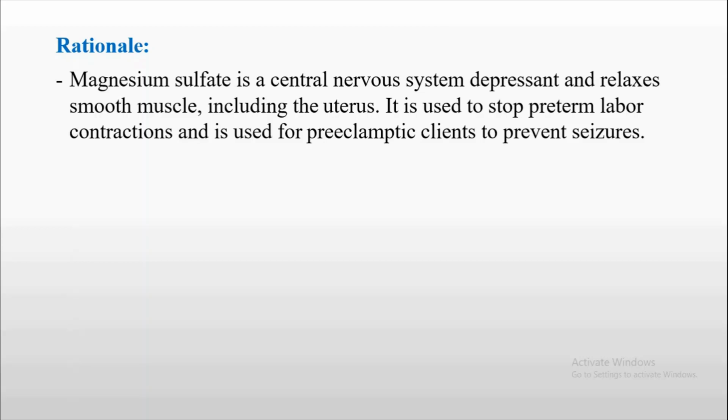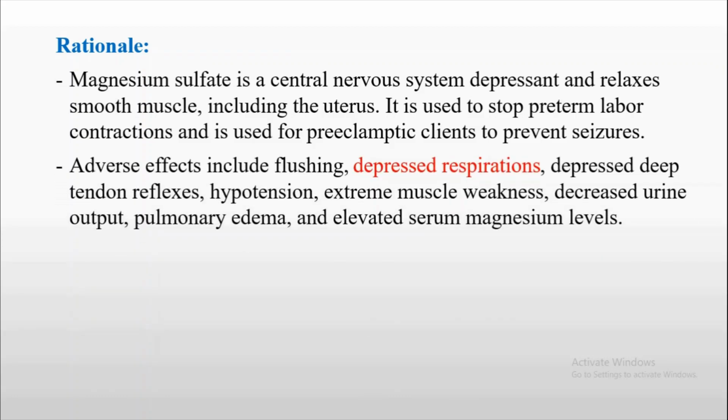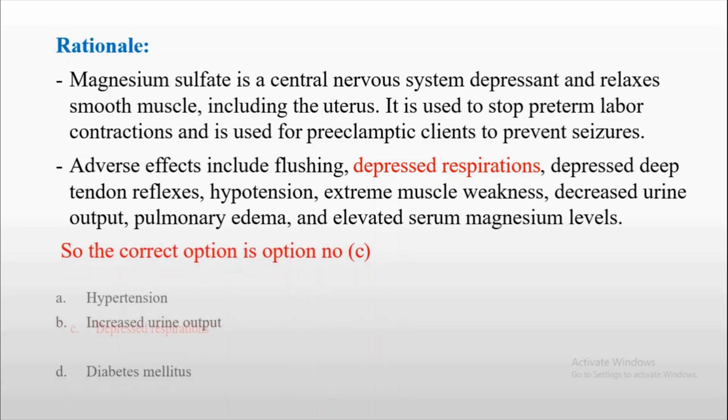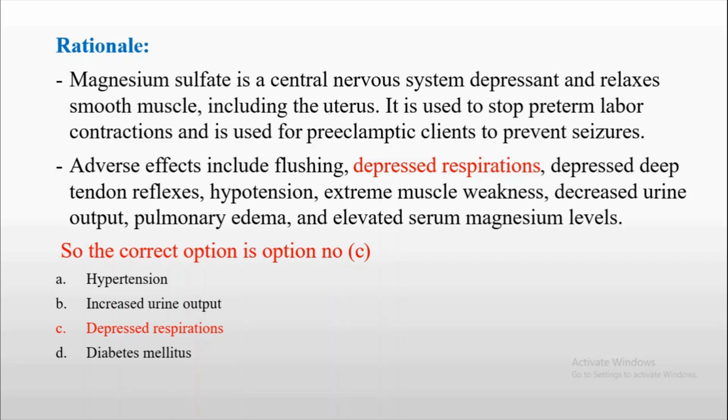Magnesium sulfate is a central nervous system depressant and relaxes smooth muscle including the uterus. It is used to stop preterm labor contractions and is used for preeclamptic clients to prevent seizures. Adverse effects of this medication include flushing, depressed respiration, depressed deep tendon reflexes, hypotension, extreme muscle weakness, and decreased urine output, in addition to pulmonary edema and elevated serum magnesium level. So the correct option is option number C, depressed respiration.